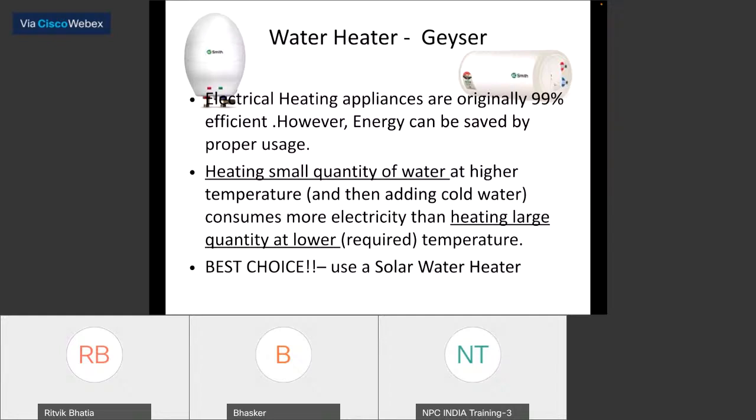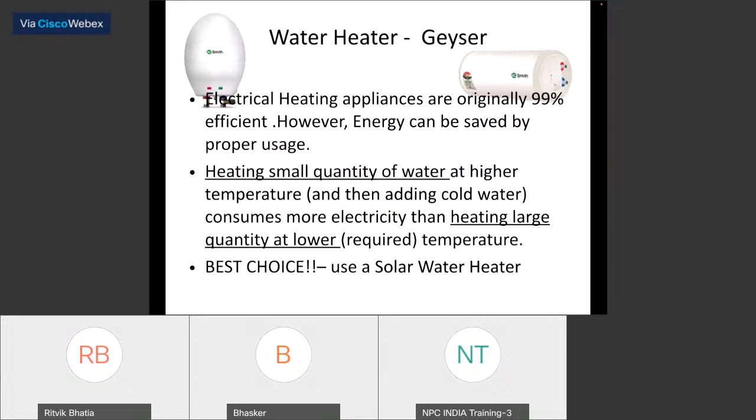What is happening? Generally, when we keep this water heater geyser on, the hot water comes out and we add some cold water to get normal water for the bath. But what science says in the standard is that heating a small quantity of water at a higher temperature, which we do in the geyser, and then adding cold water consumes more electricity than heating a large quantity at the lower required temperature.